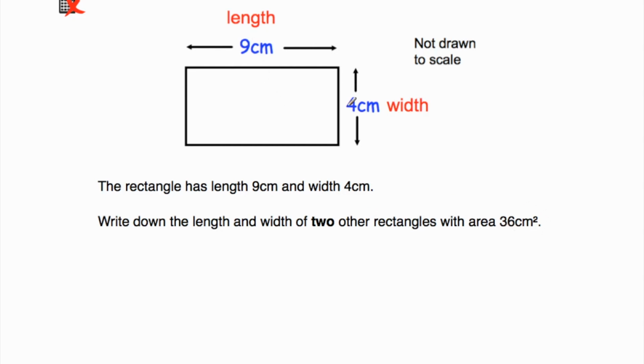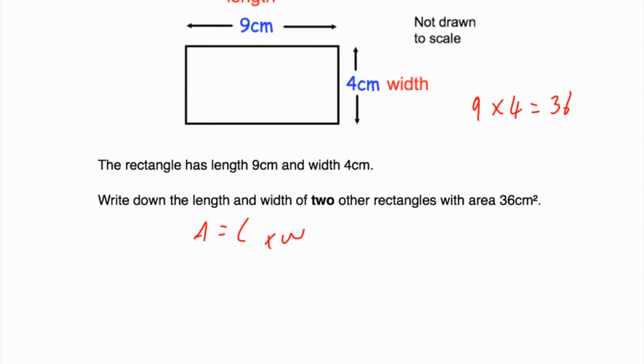So that means that if you look at this rectangle, we know that the area is equal to the length multiplied by the width. And whenever we do the length, which is 9, multiplied by the width, which is 4, 9 times 4 is equal to 36. So we want to find another rectangle, which whenever we multiply the length and the width together, we will get 36. So there's loads of options here, infinitely many, I suppose.